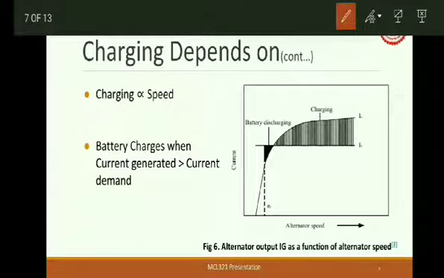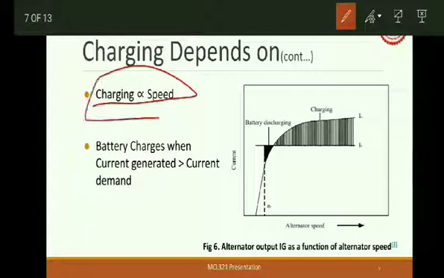The charging also depends, we know that it is directly proportional to speed, and up to a current limit the battery is discharging, and then it charges, because now the alternator is handling the electrical appliances.